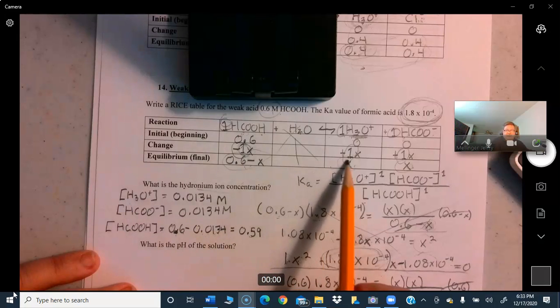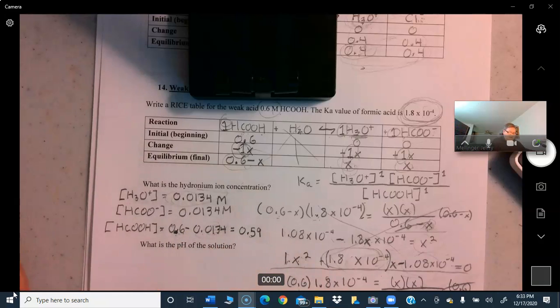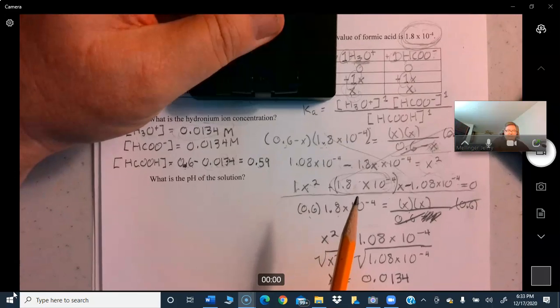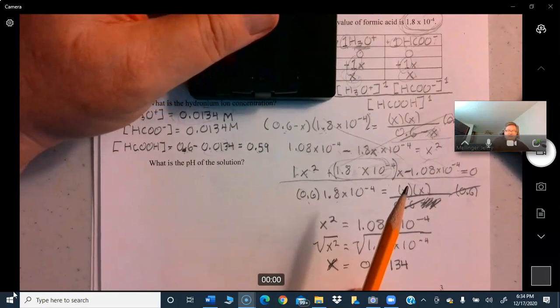We said we're assuming that x, which is this number right here, is very small. This number right here is very small compared to this, so you're not going to see much of a change there. Okay, let's go ahead and figure out the pH of the solution, and while we're at it, we'll figure out the pOH and the hydroxide ion concentration.